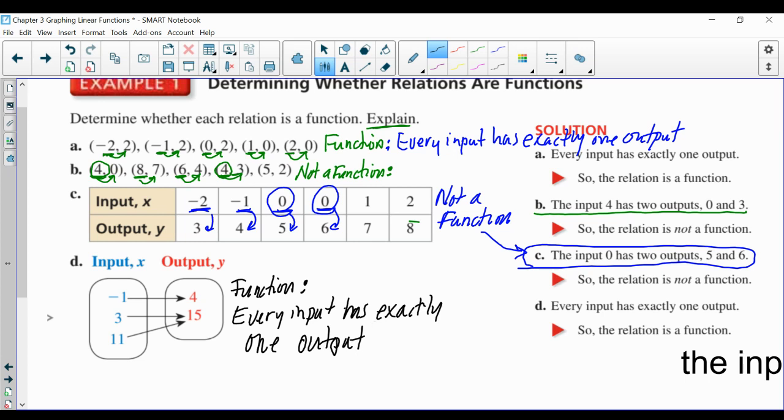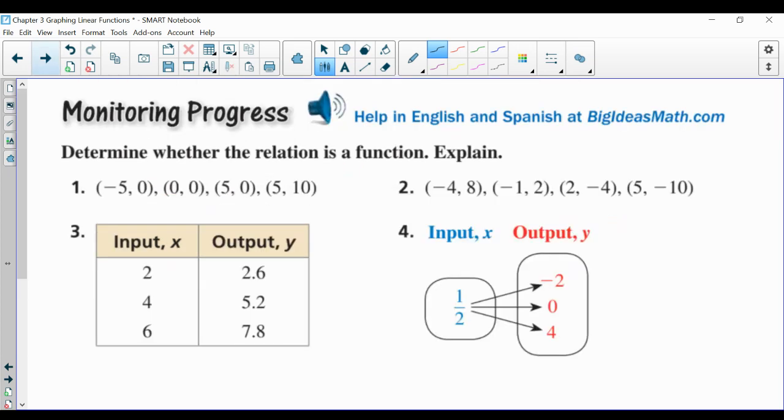Okay, so we're going to do the progress monitoring. I'm going to put it up here. I want you to do these 4 questions, and then I'm going to go over it with you. All right, so you try them. You're checking your understanding of this concept, so that's why it's important for you to try them. And then I will go over the answers.